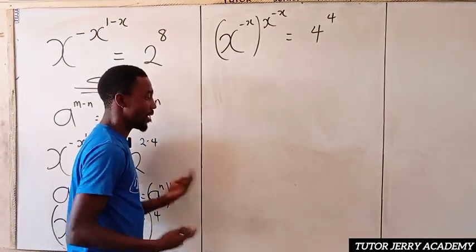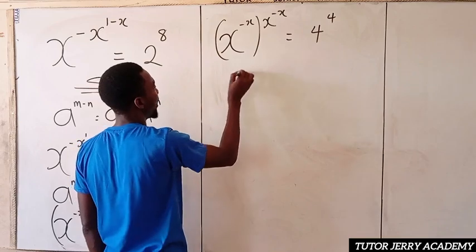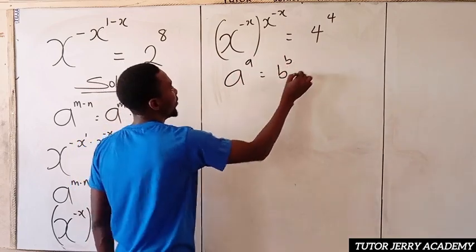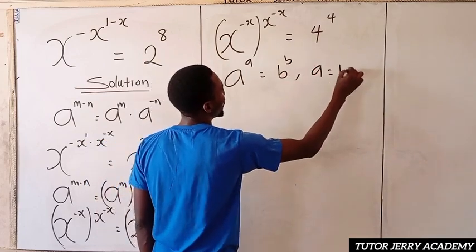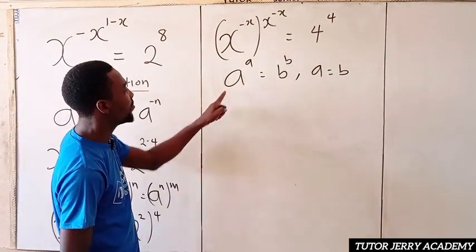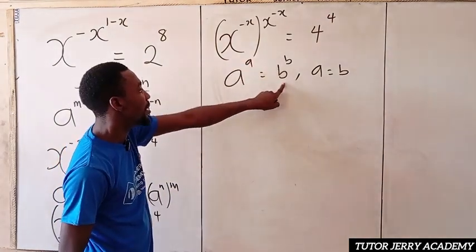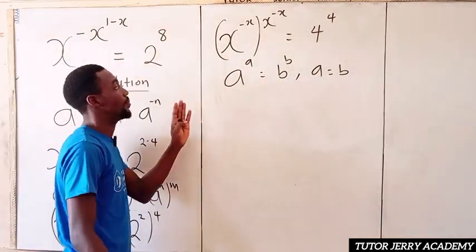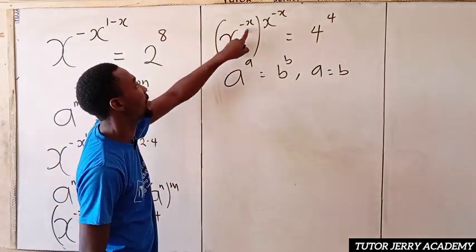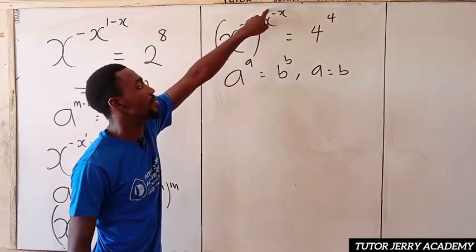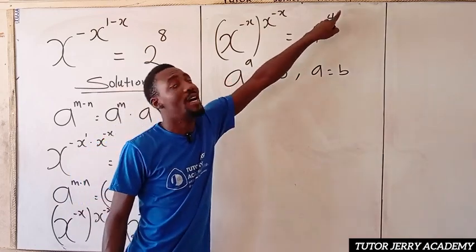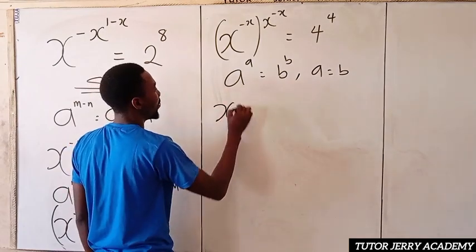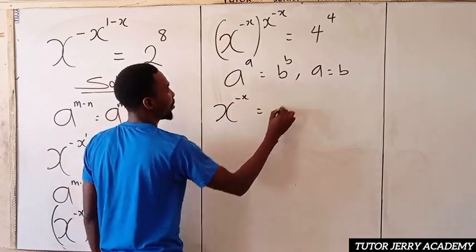Now, you are going to recall carefully again that if we have a to the power of a equals b to the power of b, therefore we can say a is equal to b. Is that clear? The same number here, the same number here, the same alphabet here, the same alphabet. So that means that we can equate the base or the power. So you can see this is x to the power of negative x. We also have x to the power of negative x here. We have 4 here, we also have 4 as a power, so we can equate the base. So it means we are going to have x to the power of negative x, which is equal to 4.